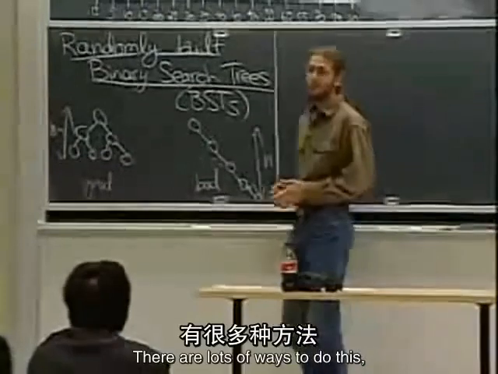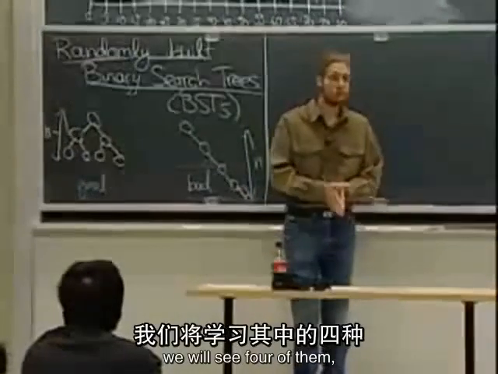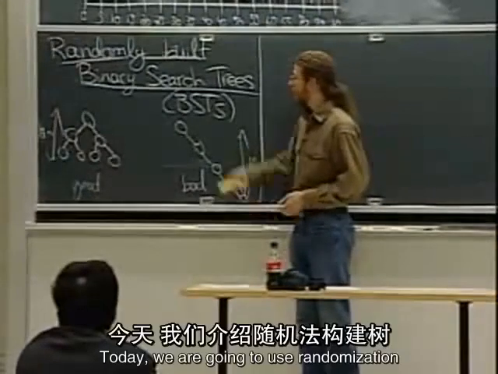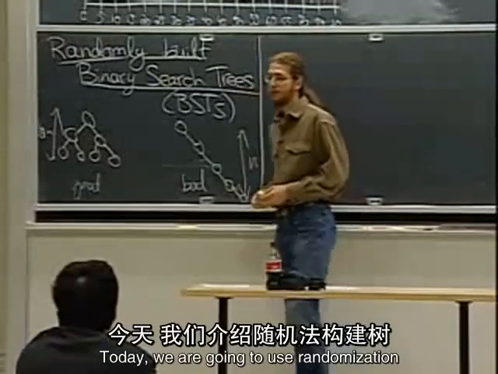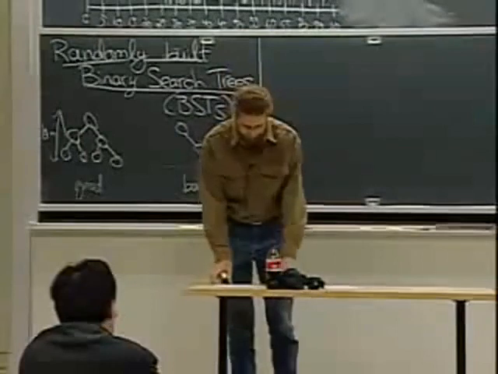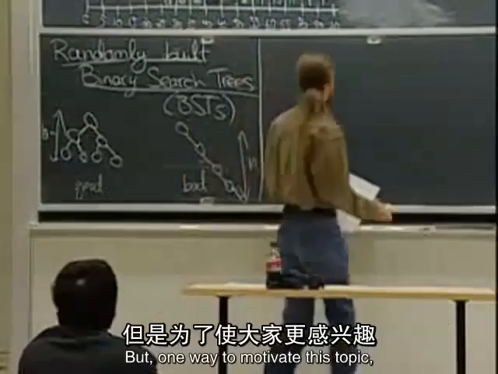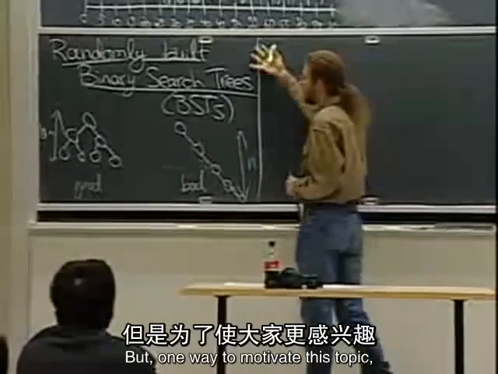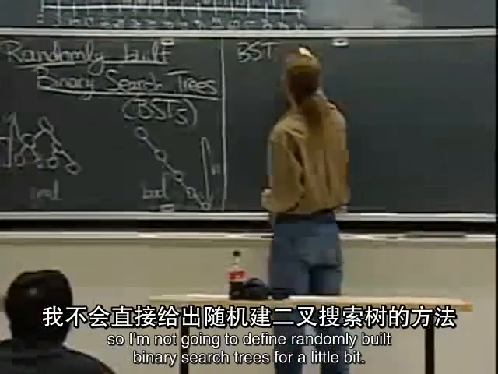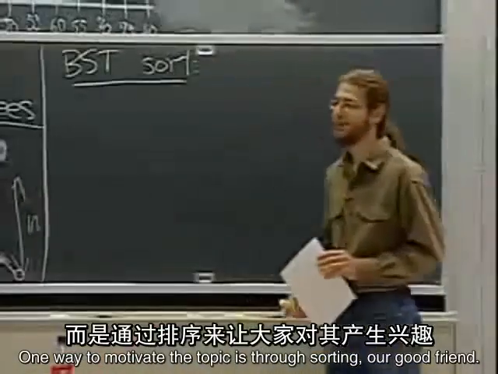And there are lots of ways to do this, and in the next couple of weeks we'll see 4 of them, if you count the problem set, I believe. Today, we're going to use randomization to make them balanced most of the time, in a certain sense. And then in your problem set, you'll do that in a broader sense. One way to motivate the topic, so I'm not going to define randomly built binary search trees for a little bit, is through sorting, our good friend.